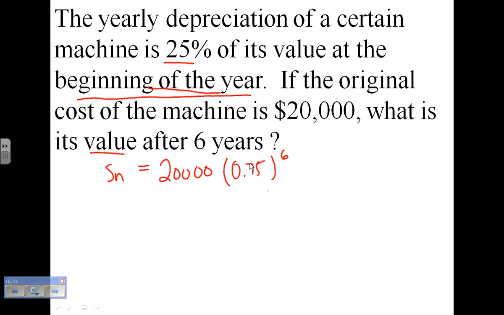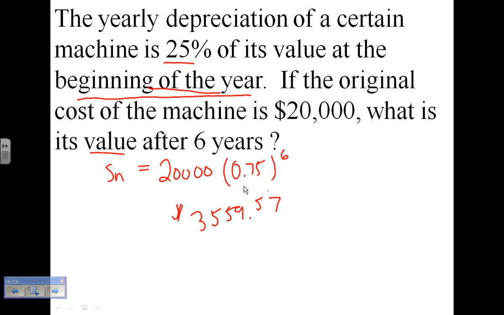So you just take the 20,000, multiply it by 0.75 for the percent, raise that one to the 6th. You should come out with $3,559.57. Okay?